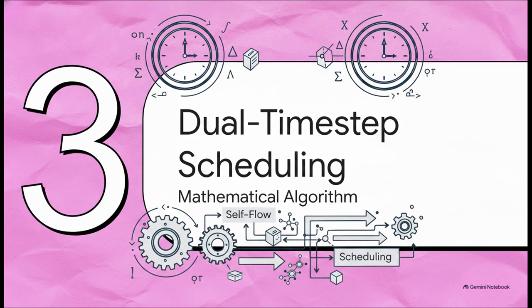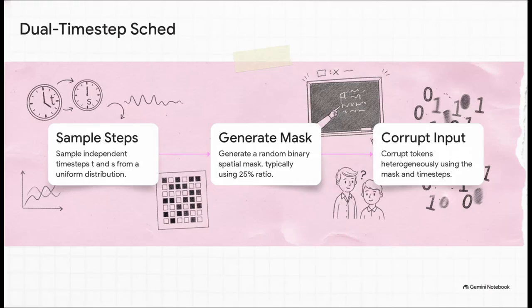That brings us to Section 3, Dual-Timestep Scheduling Explained. Let's look at the math. Instead of just slapping a single, uniform level of noise onto an entire image during training, Self-Flow uses these 3 very specific steps. First, the scheduler grabs 2 completely independent noise time steps. We'll call them T and S. Next, it drops a random binary mask right over the data, usually covering about 25% of the tokens. Finally, it corrupts the input heterogeneously based on that mask.